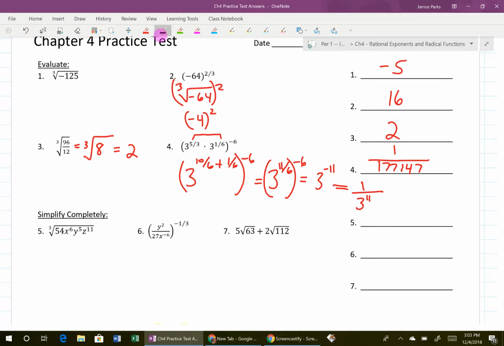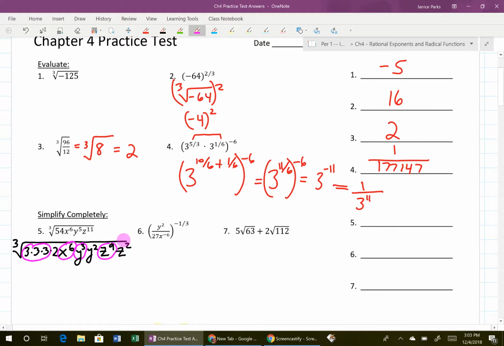For number 5, we're going to put everything into primes, or at least into multiples of 3. So 54 is 27 times 2. Then the exponents, I'm going to make those divisible by 3. So x to the 6th, y to the 3rd times y squared, z to the 9th times z squared. Then you can circle groups of 3, which are perfect cube roots.